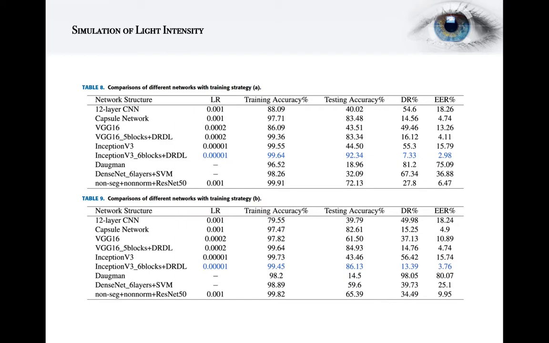They compare the three baseline models. Those are convolutional networks without vector structure, which are a 12-layer CNN, VGG16, and Inception v4. They also did the simulation on three networks with the vector structure: the capsule network, VGG16 5 blocks DRDL, and the Inception v3 6 blocks DRDL. They conclude that the accuracies don't decrease much for the networks with the vector structure.